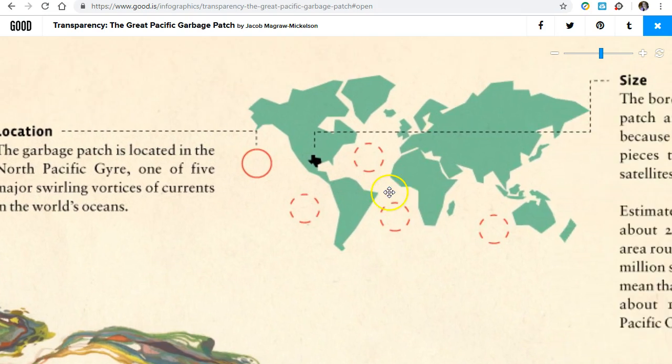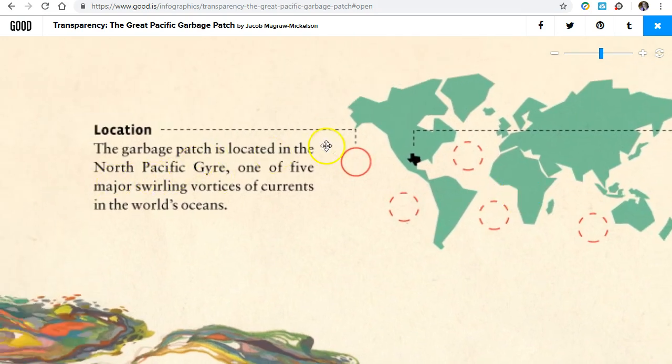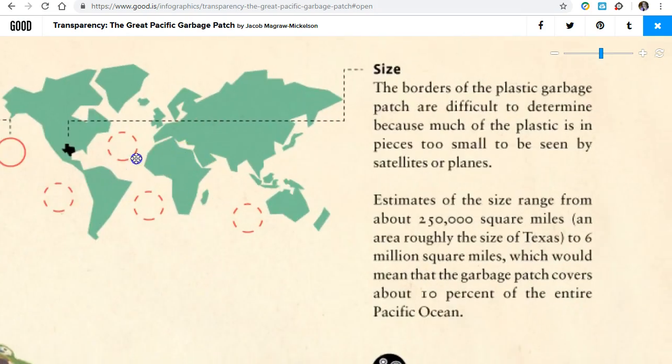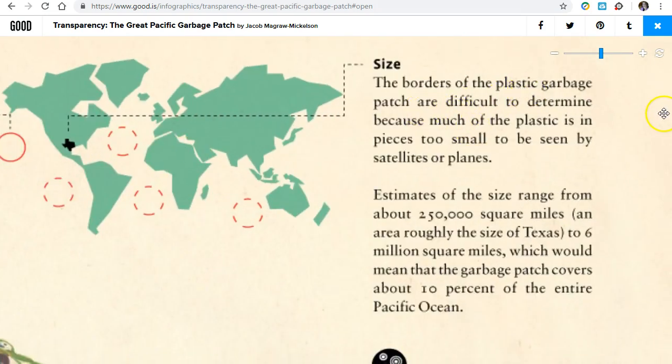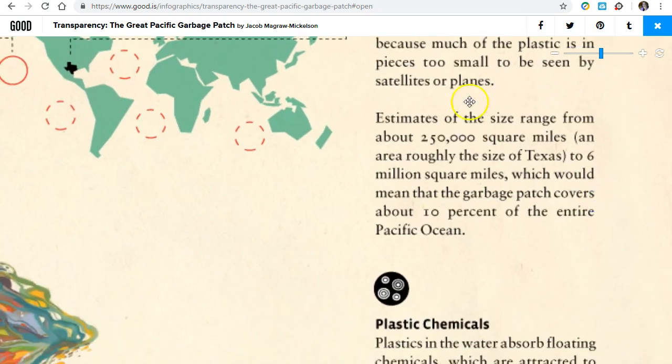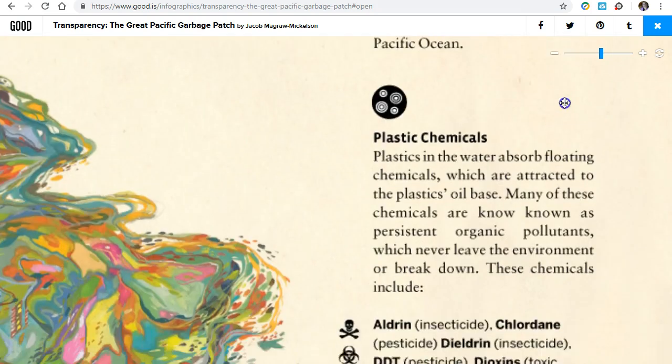I'm not really sure. So location, it's located on the North Pacific Gyre, one of 5 major swirling vortices of currents in the world's oceans. How big is it? Borders of the plastic garbage patch are difficult to determine because much of the plastic is in pieces too small to be seen by satellites or planes. Estimates of the size range from about 250,000 square miles, an area roughly the size of Texas, to 6 million square miles, which would mean that the garbage patch covers about 10% of the entire Pacific Ocean.